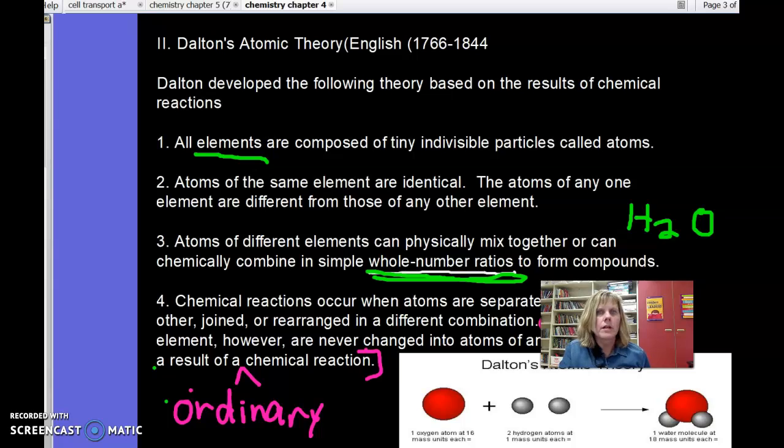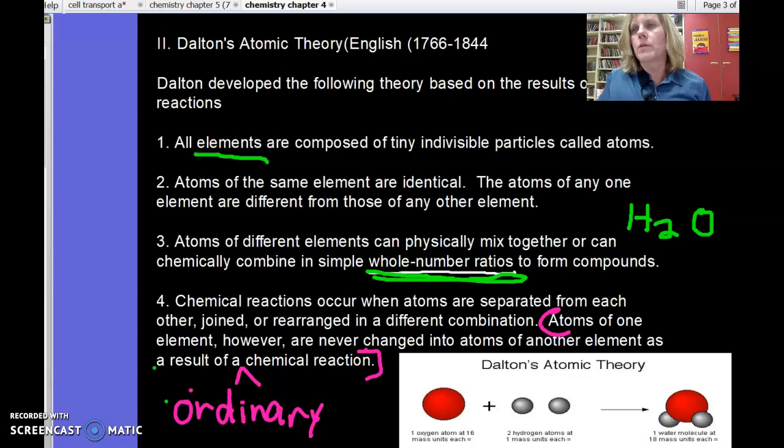Dalton's theory is actually pretty important. It outlines most of what we still believe or accept today. All elements are composed of tiny indivisible particles. Atoms of the same element are identical. That's obvious, right? And atoms of different elements are different. Atoms of different elements can physically mix together, or they can combine in whole number ratios in chemical reactions.